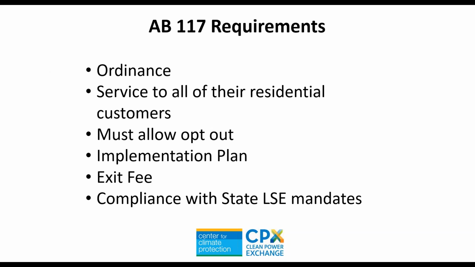Some of the requirements in that original law: a city or county must pass an ordinance to initiate a community choice agency. It doesn't take a vote of the electorate in a city or county. It's a vote of the city council or the county board of supervisors. They are required to provide service to all of their customers, no picking and choosing. They must allow customers to opt out and become bundled customers with the IOU if they wish. They must file an implementation plan to the Public Utilities Commission prior to launching service.